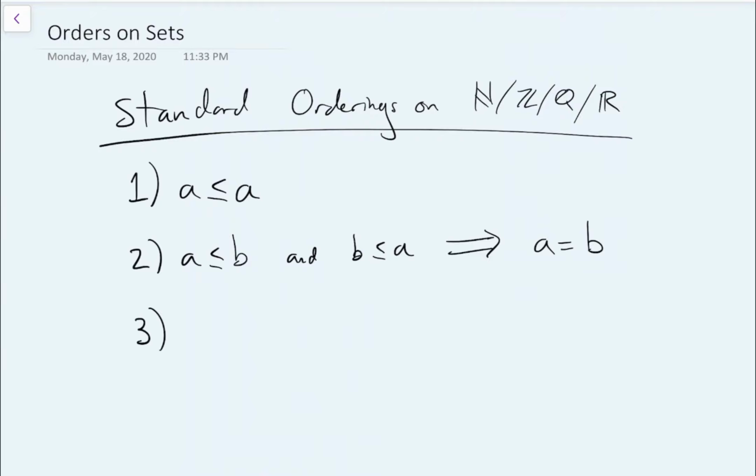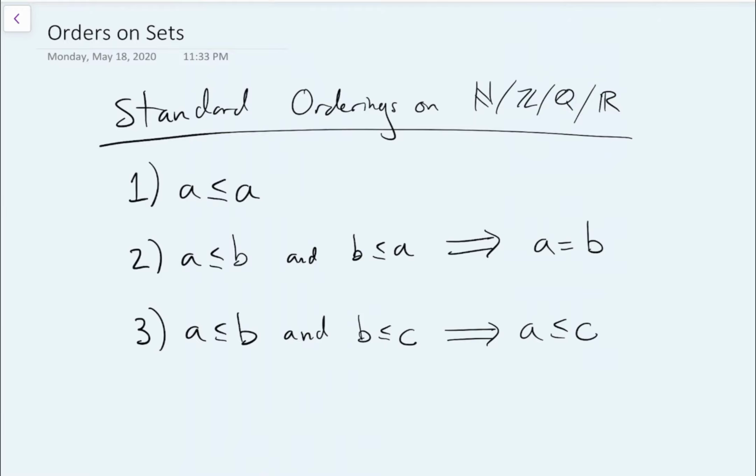And let's look at our third property, which is going to be another familiar one. If I have that A is less than or equal to B, and B is now less than or equal to some set C, then, in fact, A is less than or equal to C. So, for example, 1 is less than or equal to 2, 2 is less than or equal to 3, and 1 is less than or equal to 3. This is a transitive property of orderings.